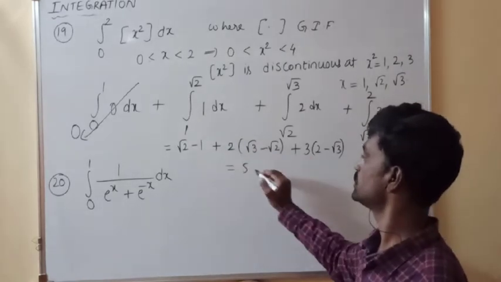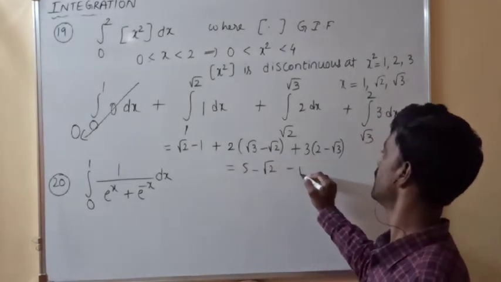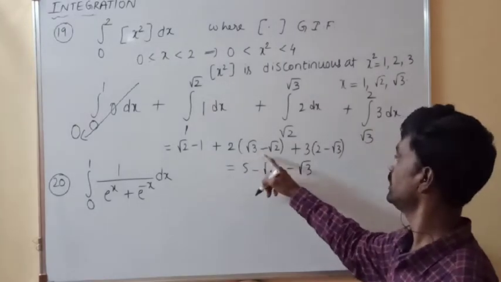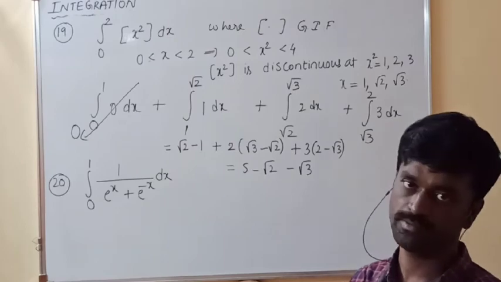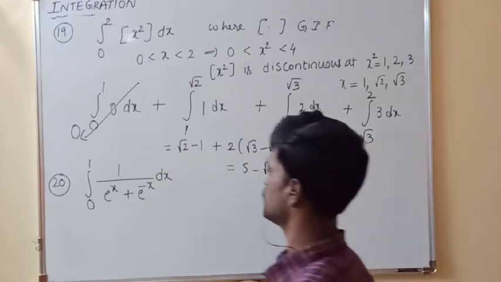Minus 2 root 2 plus root 2 is minus root 2. Next to minus root 3, because here 2 root 3, here minus 3 root 3. So thus the answer is 5 minus root 2 minus root 3. Okay. Next, look at next problem.